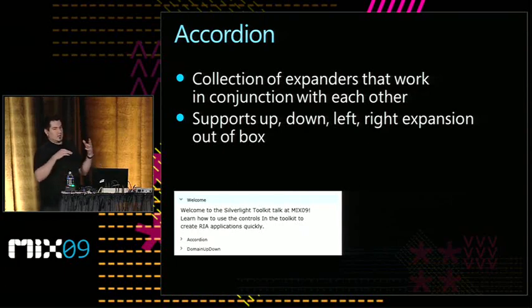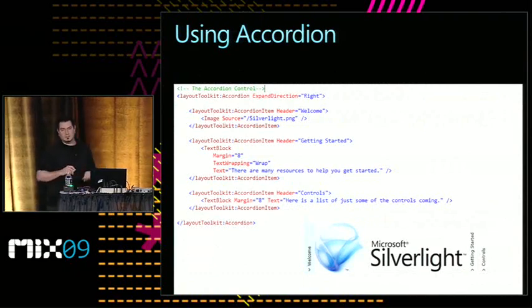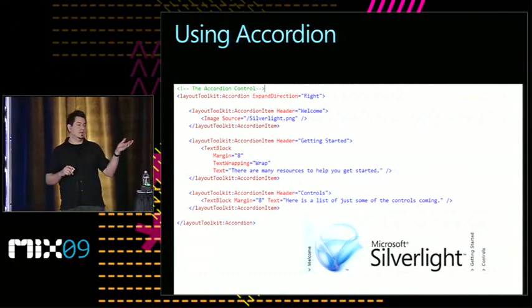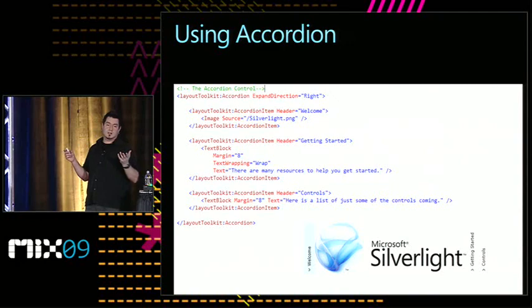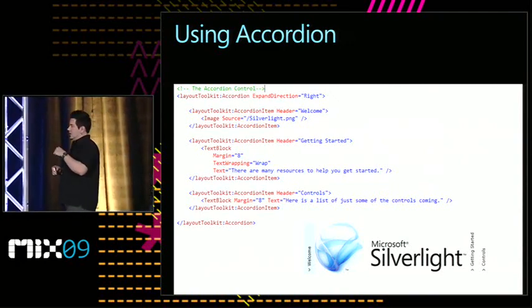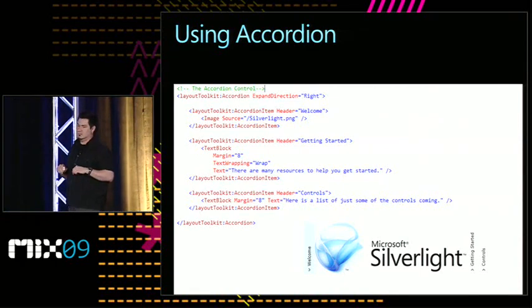And the great thing is they work in conjunction with each other. You close one, the other one opens. You can have them sort of bounce around. You can style them. You can do whatever you like. Using it's pretty simple. It's like a lot of things in Silverlight. You have an accordion. An accordion contains accordion items. And everything in the accordion item is content. So whatever content you like. Now here, the first accordion item has an image in it. The other 2 have just text blocks. But you can put whatever you like in it.